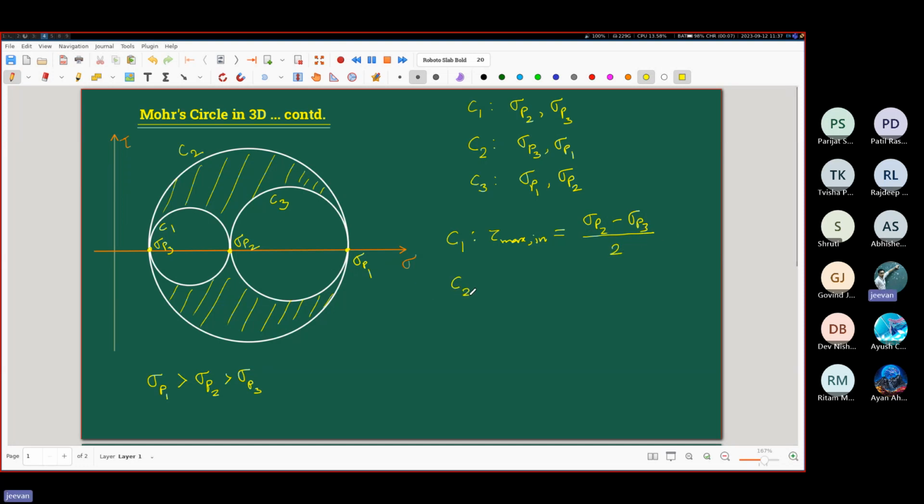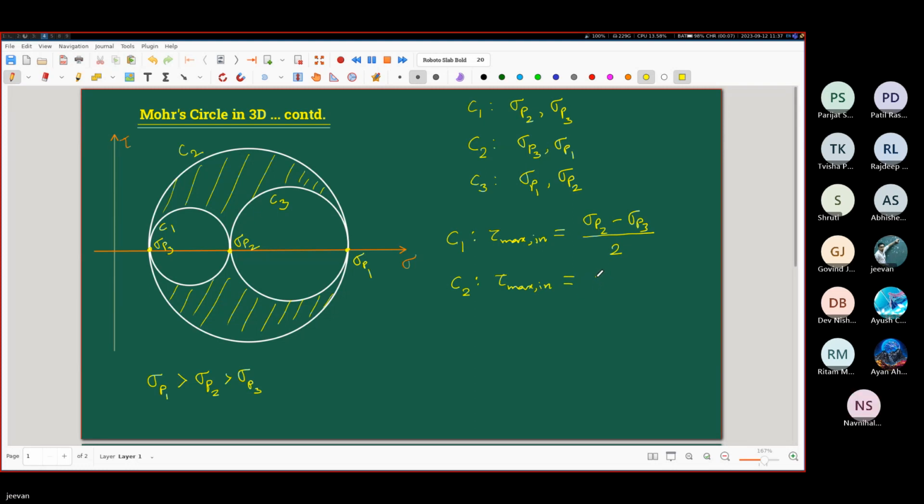Similarly, for the circle C2, what will be the maximum in-plane shear stress? Sigma P1 minus sigma P3 by 2. Yes. And finally, for the circle C3, the maximum in-plane shear stress is going to be equal to sigma P1 minus sigma P2 divided by 2.